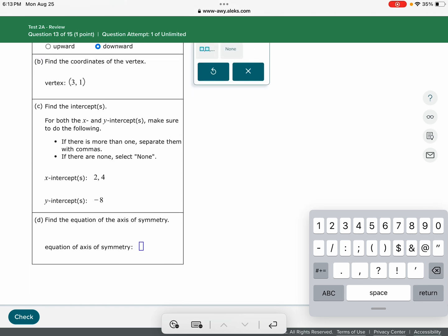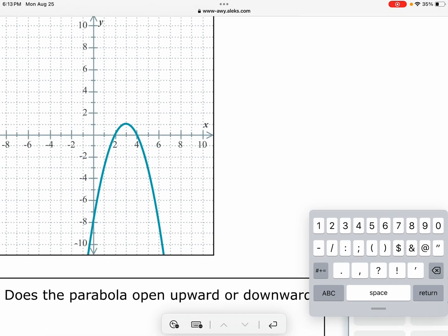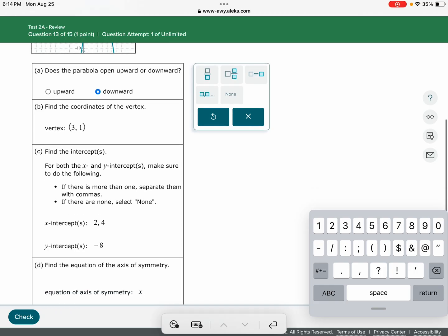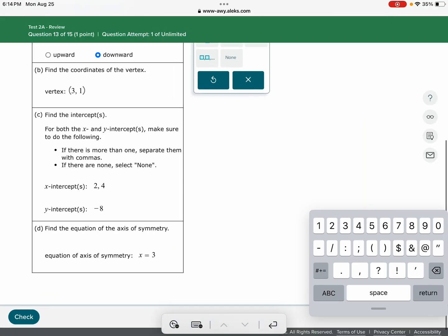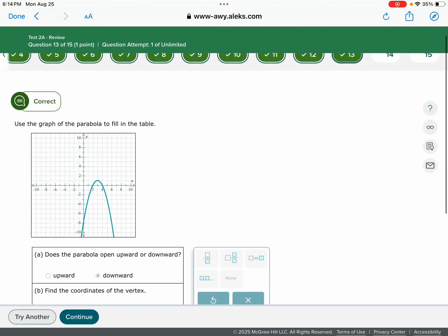For D, find the equation of the axis of symmetry. The axis of symmetry is the vertical line that crosses through the middle point. So that's going to be at x equals 3. At x equals 3, that's where it's going to be symmetrical. I think that's how we're going to type it in. We're going to type it in as x equals 3, and that should be the equation. So make sure that the equation is x equals the x value. Let's go ahead and check and see if I'm formatting this right. So I think that's exactly how you want to format your answers there.